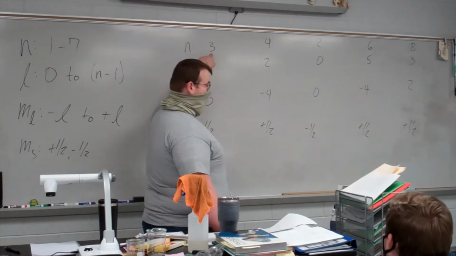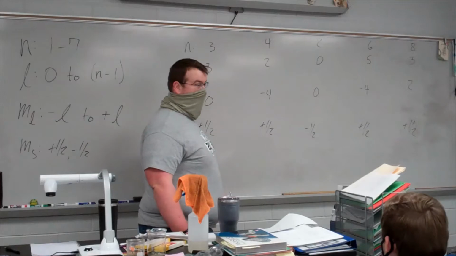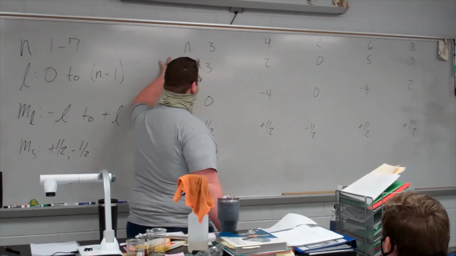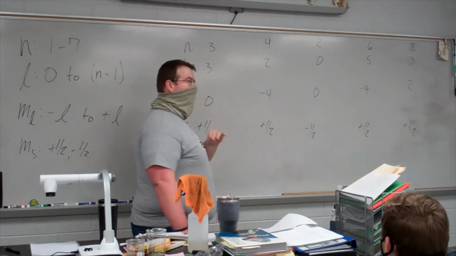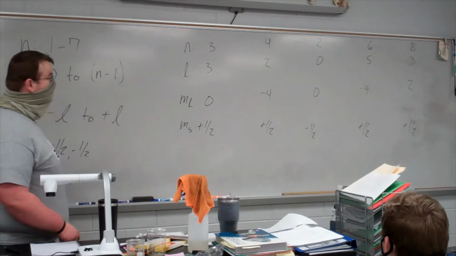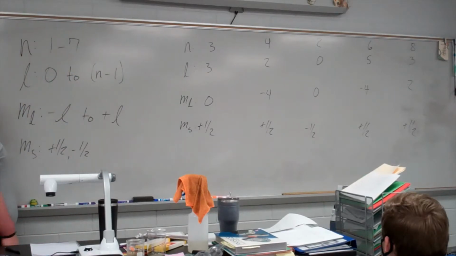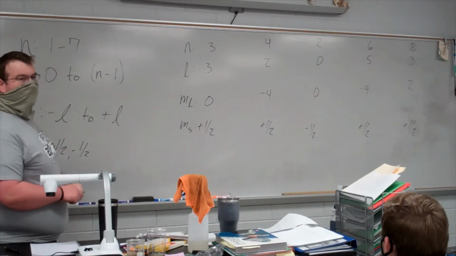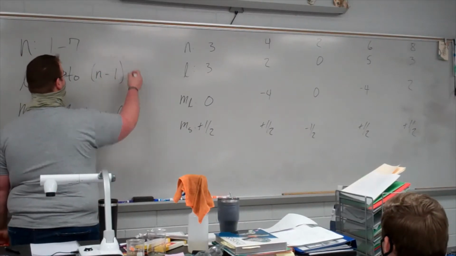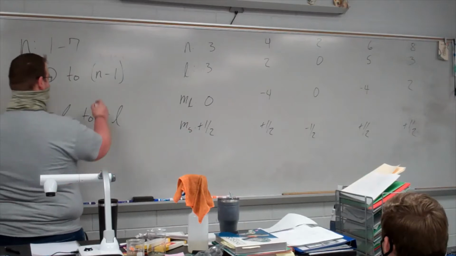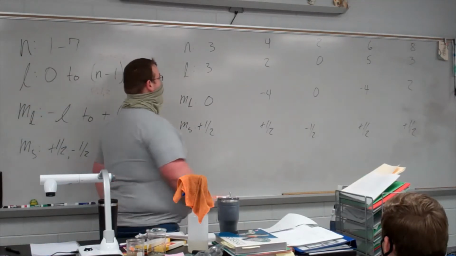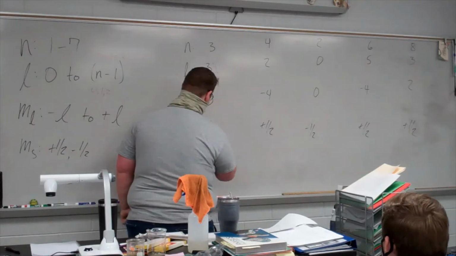n is 3. Can n be 3? Yes, n can be 3. It falls between 1 and 7. That's a whole number. l. Can l be 3? Why no? What's n? So n is 3. What's 3 minus 1? 2. So l can be 0, 1, or 2. l cannot be 3, therefore this set of numbers cannot exist.